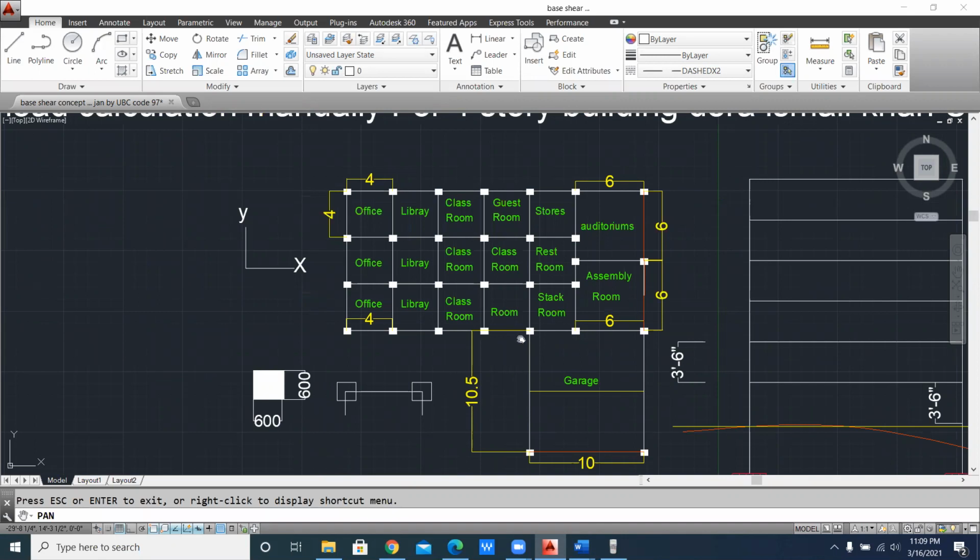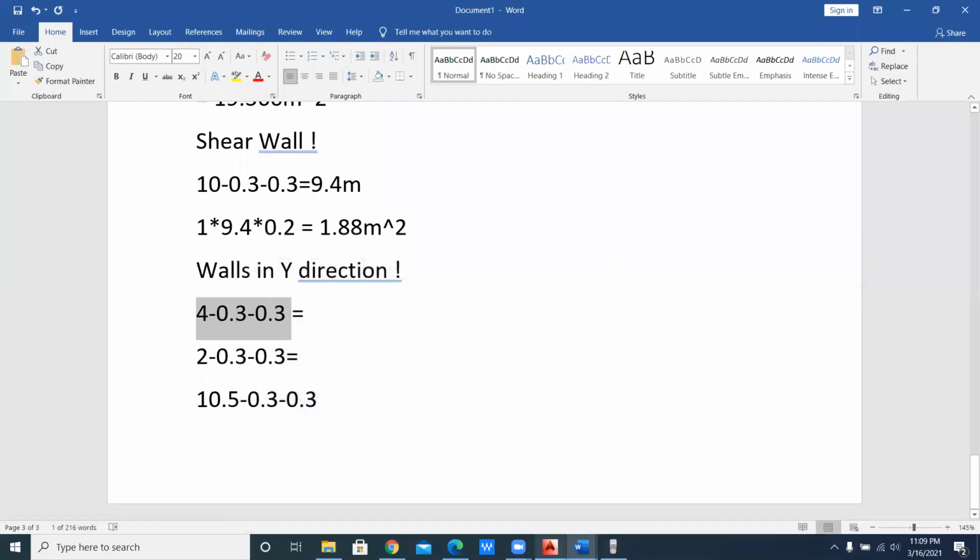I am taking 1 10.5, then I will take 1, and that is 2. Then I will multiply with 2. I am taking 1 2, then 1 and 2. Then I will multiply with this 2, and this all with 1 2 3 4 5 6, and that is the number of walls. I will multiply with all, then I will get the total wall in y direction.